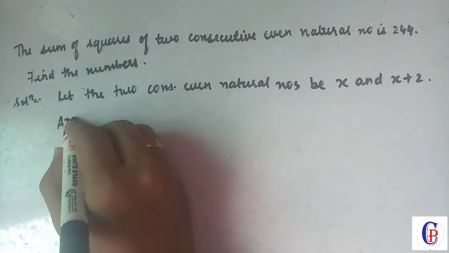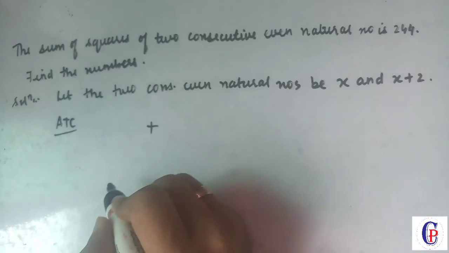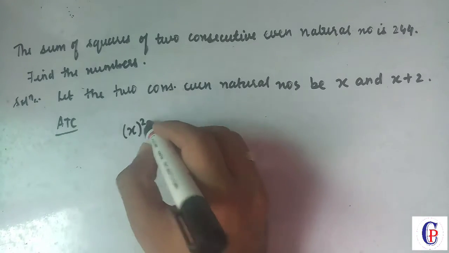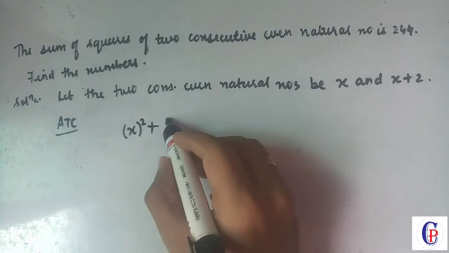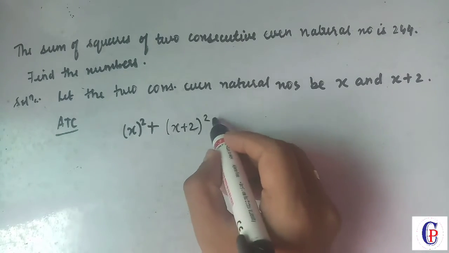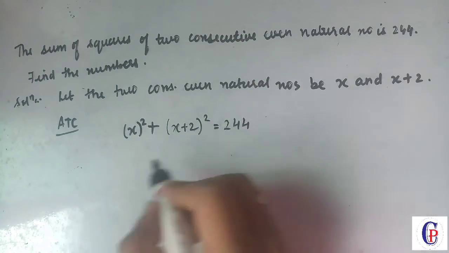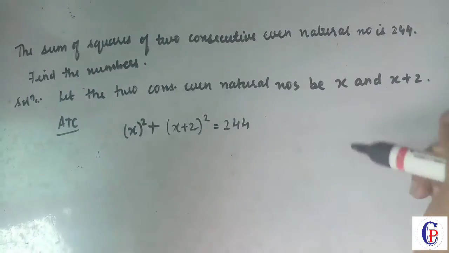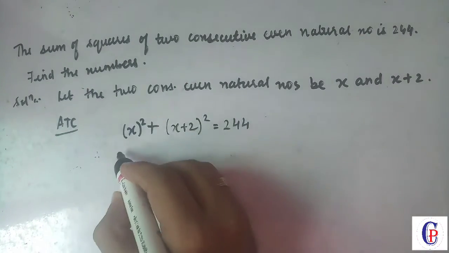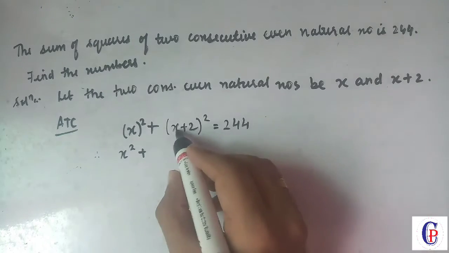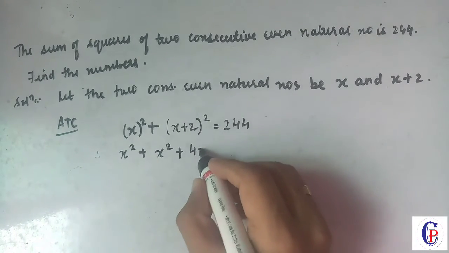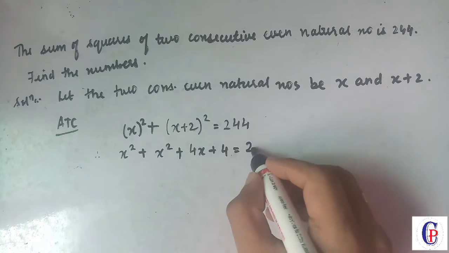So ATC means according to the condition, the sum of their squares, x square means this number square and the other number square, is 244. So now it is easy. Once you frame this equation, you have to just solve it now. So it says x square, so it is x square. Here you will apply (a plus b) whole square, so a square plus 2ab plus b square.